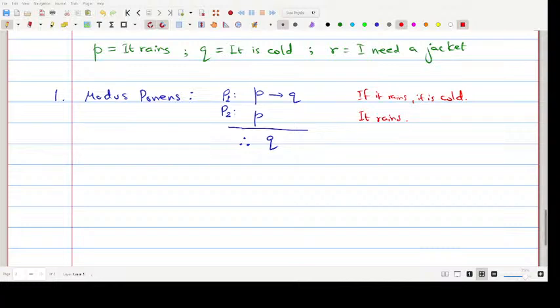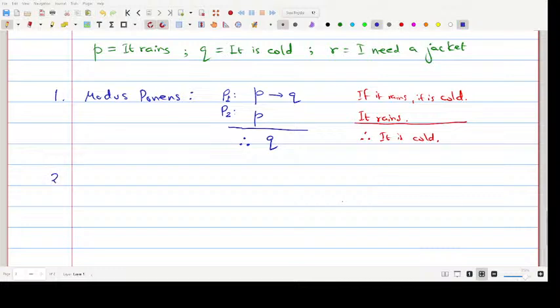So if it rains, it is cold. That's one rule, that's a proposition, a true statement. And the other true statement is that it rains. So definitely it is going to be cold, and that's exactly the statement Q here. You can see that, right? So that's why this is a very valid argument. P implies Q is true, P is true, therefore Q is true.